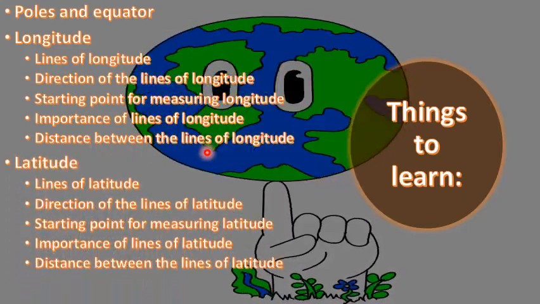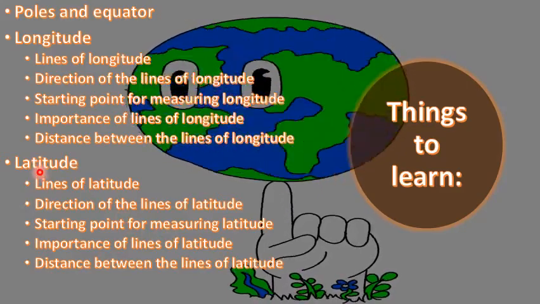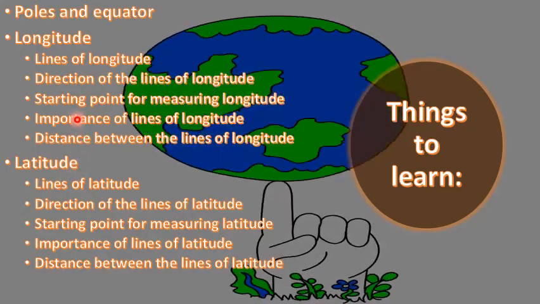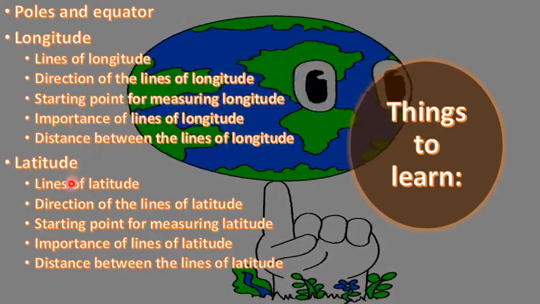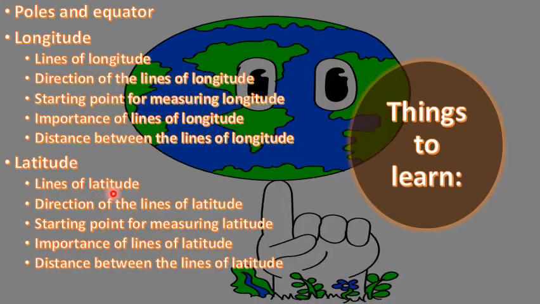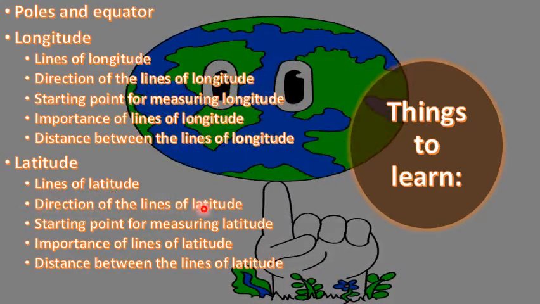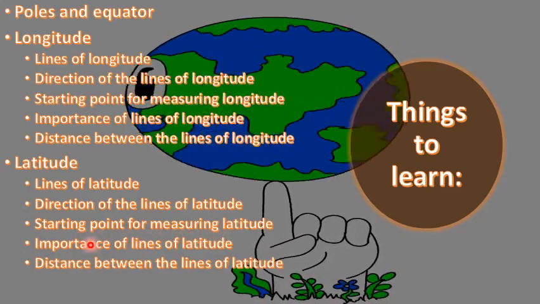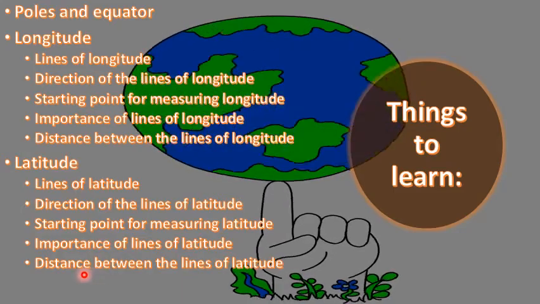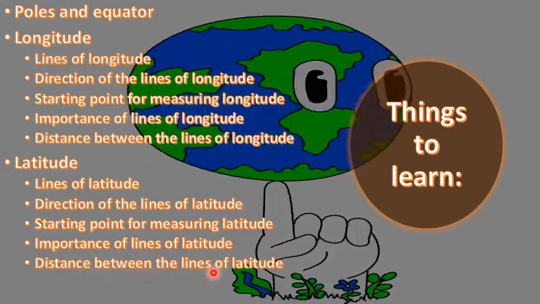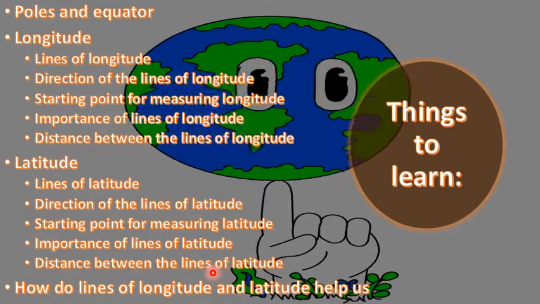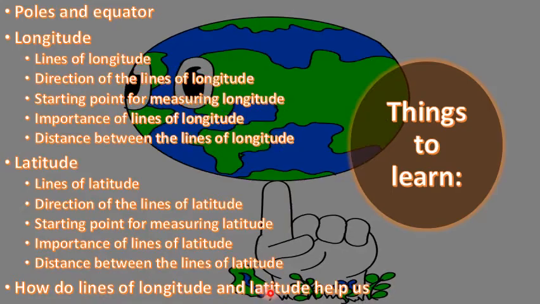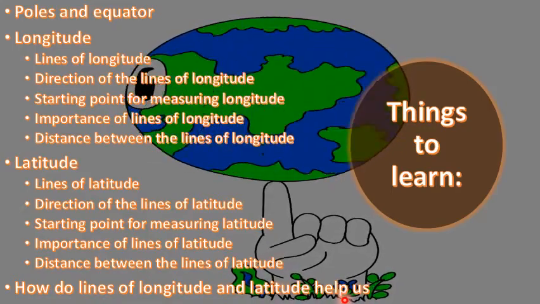And half of the chapter is covered with latitude. And we are going to learn the same things in latitude as we are going to learn in longitude. So, in latitude, we would learn about the lines of latitude, direction of the lines of latitude, the starting point for measuring latitude, importance of lines of latitude, and the distance between the lines of latitude. In the last, we would see how these lines of longitude and latitude help us and why they are important.